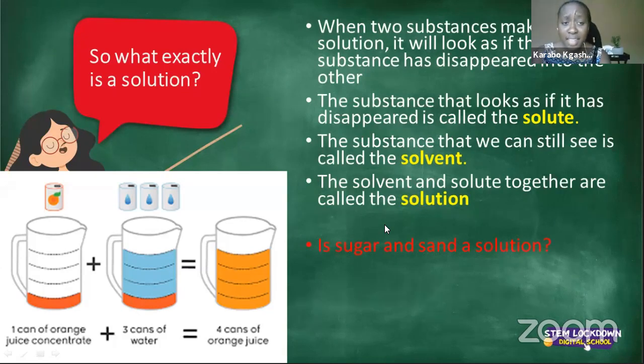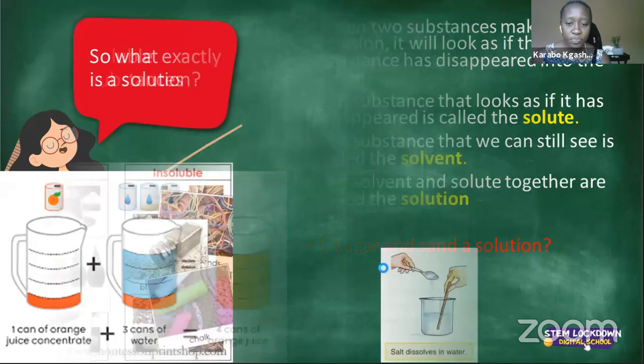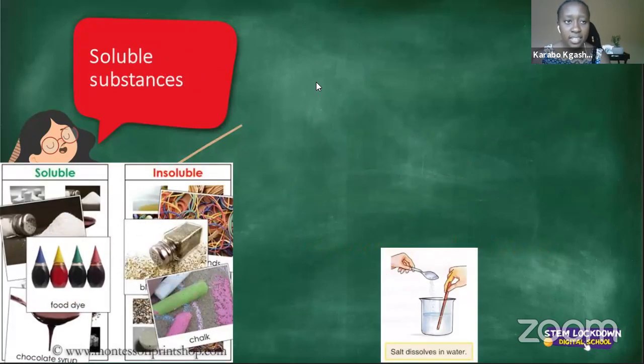Now, is sugar and sand then a solution? Would sugar and sand be a solution? Abo says no. Right, Abo, please unmute and tell me why. Why is sugar and sand not a solution? Because can't you still see one of the two? Like, can't you still see the sugar and sand? Ah, beautiful answer. Thank you, Abo. 100% correct. Because you can still see the sugar and the sand. Very, very good. All right, next slide.